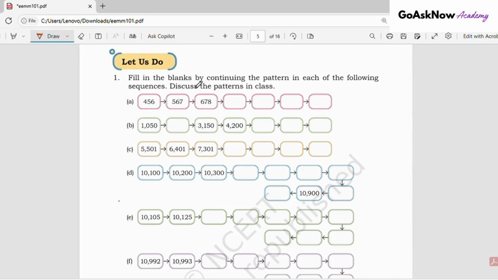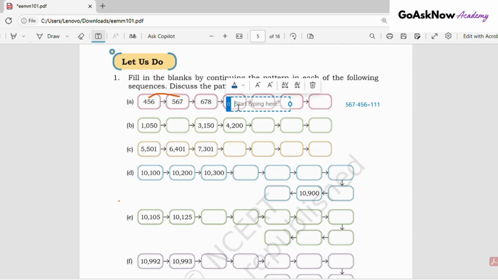Let us do filling the blanks by continuing the pattern in each of the following sequences. Discuss the pattern in class. Here, there are different patterns in each subpart. We have to identify which pattern is working. Here, we have to subtract the first term from the second one. For example, 567 minus 456 equal to 111. Thus, the pattern is adding 111: 456 plus 111 equal to 567 and 567 plus 111 equal to 678.